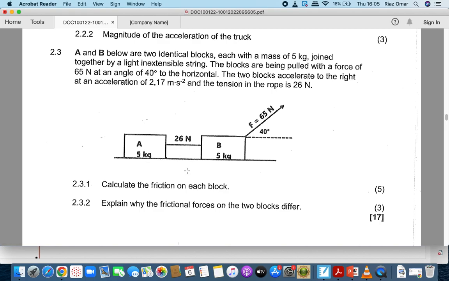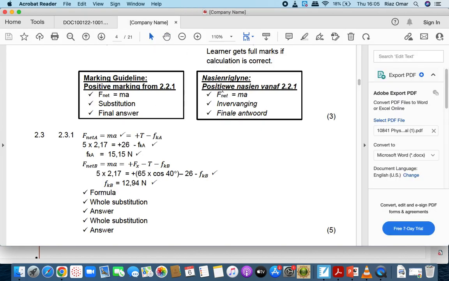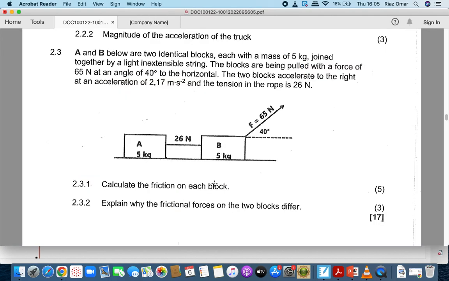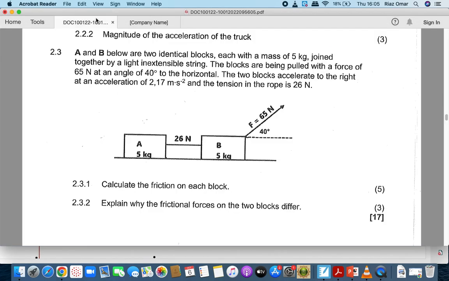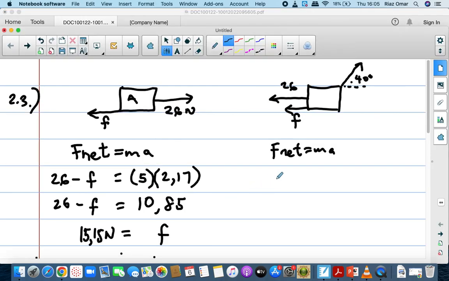It says calculate the friction on each block. So yes, we have to do this as well. We have to work it out on each block. So looking at this case, F net is equal to ma. Here's our applied force. If you put the dotted line here, this angle is 40 degrees, and this is your adjacent side, so it will be cos of theta. The 65 newtons is the applied force, so 65 cos theta will be your applied force.